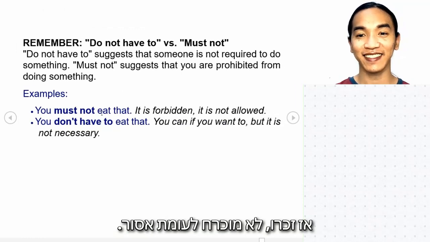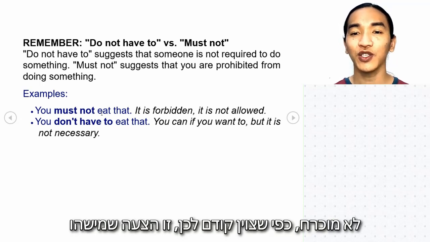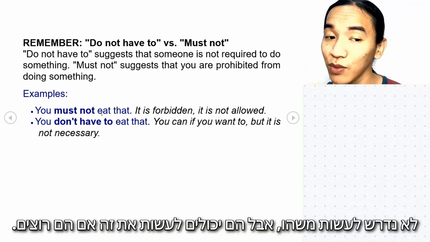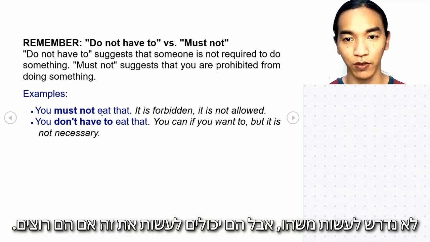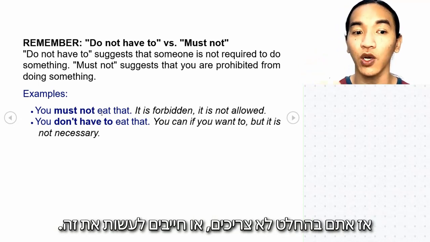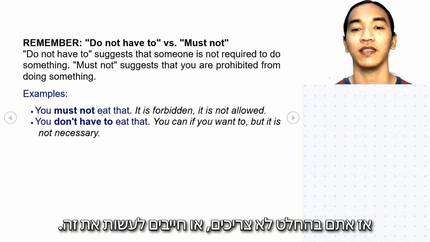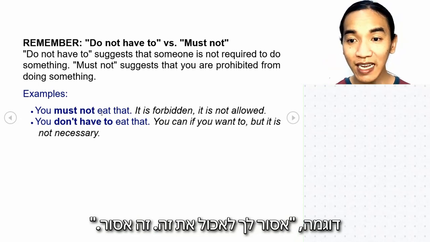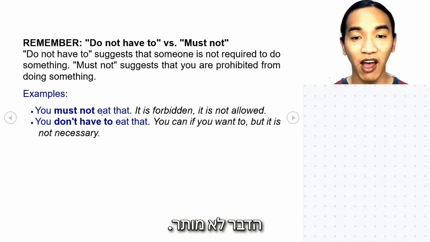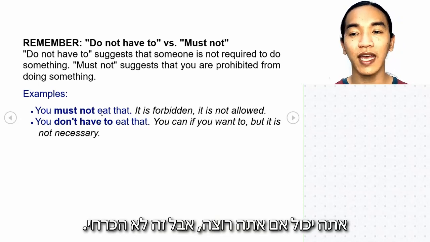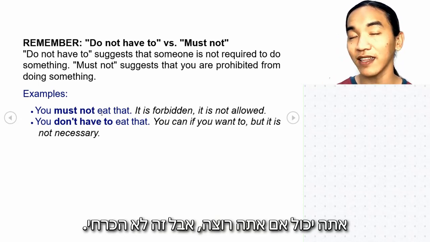All right, so remember, don't have to versus must not. Don't have to, as previously discussed, suggests that someone is not required to do something, but they can do it if they want to. But when we use must not, it suggests that you are prohibited from doing it. So you definitely should not do it. Example, you must not eat that. It is forbidden. It is not allowed. Next, you don't have to eat that. You can if you want to, but it's not necessary.